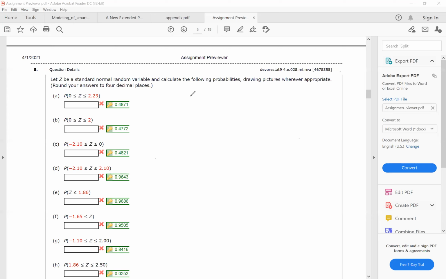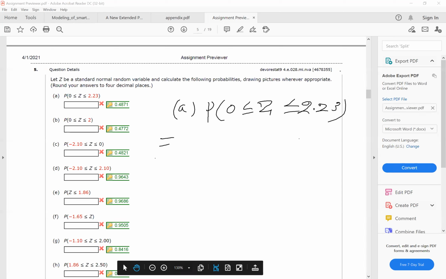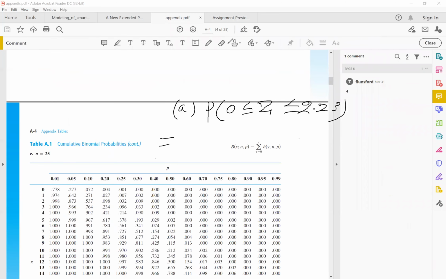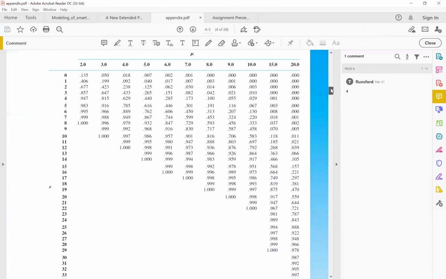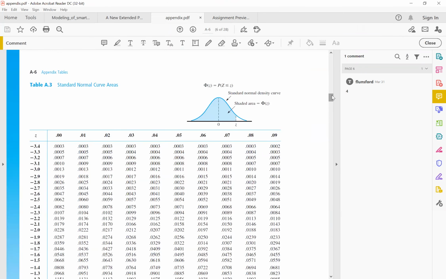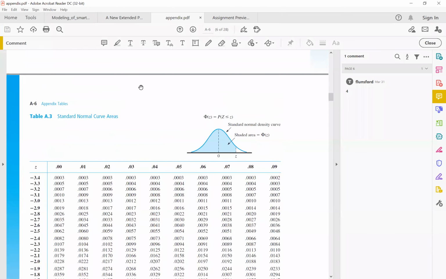Okay, so in part A, we have to find the probability of Z less than or equal to 2.23. So this is actually the probability between 0 and 2.23. So let's pull up the probability table, the Z table, and here it is. So this is the Z table. So we have to find the probability between 0 and 2.23.